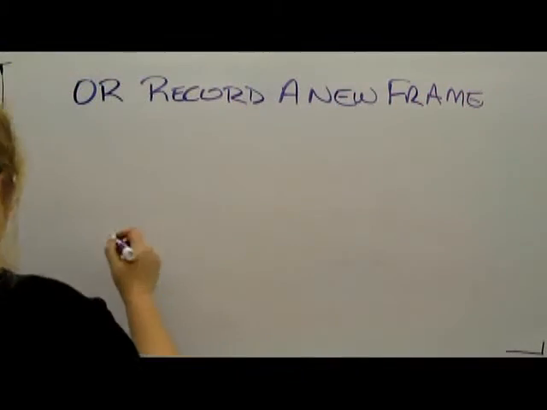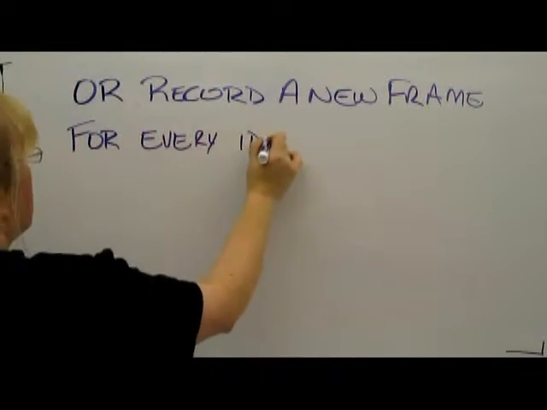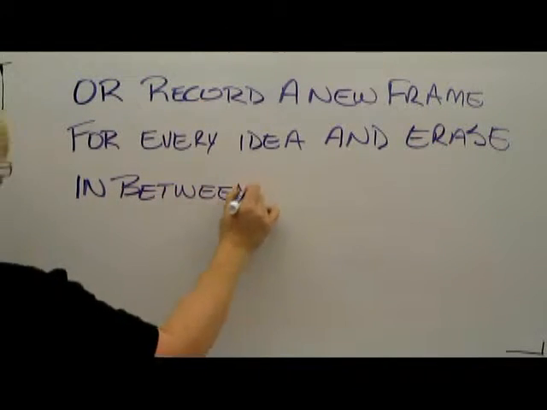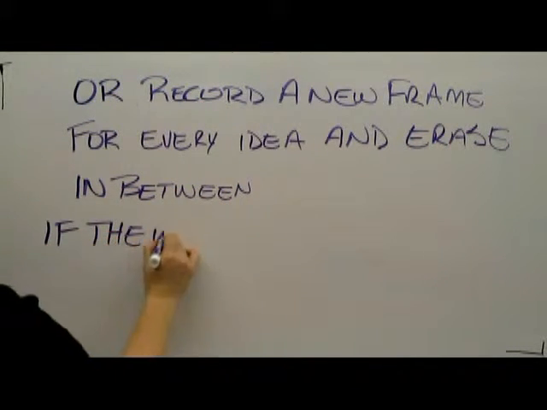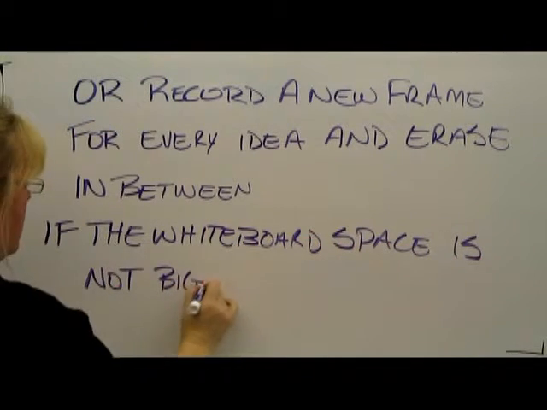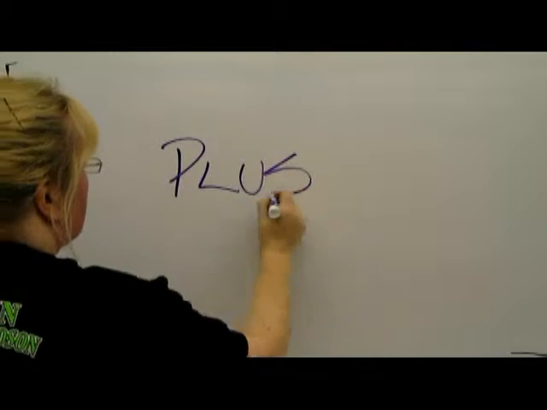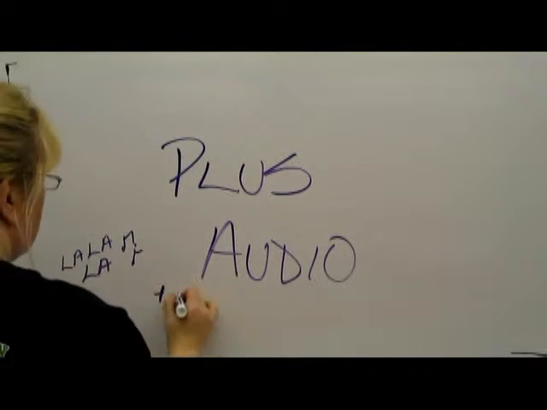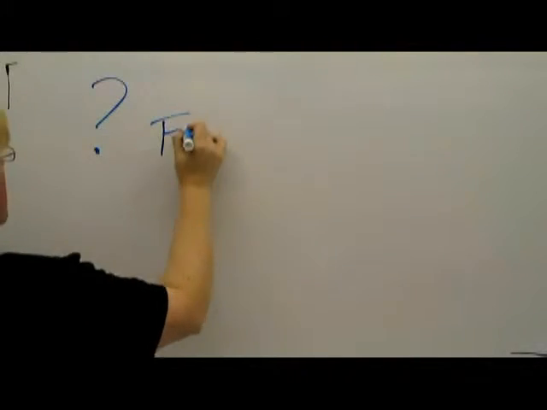Now, a lot of these you've seen may have a hand just on a screen, writing all around the same entire whiteboard. But if you don't have a large enough whiteboard, then you will record a new frame for every idea and erase between. This way, it gives enough room for everything you're doing. Then you're also going to add audio to this afterwards, or some music.